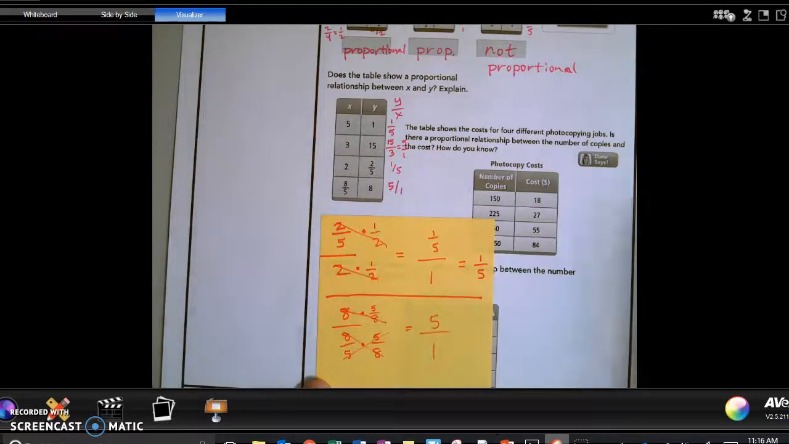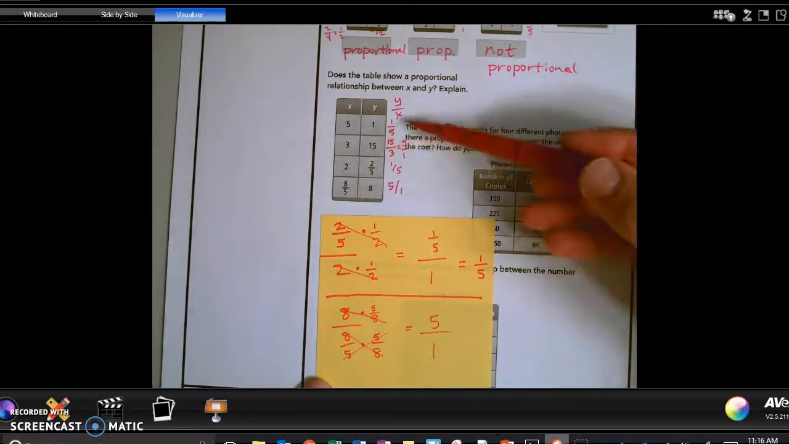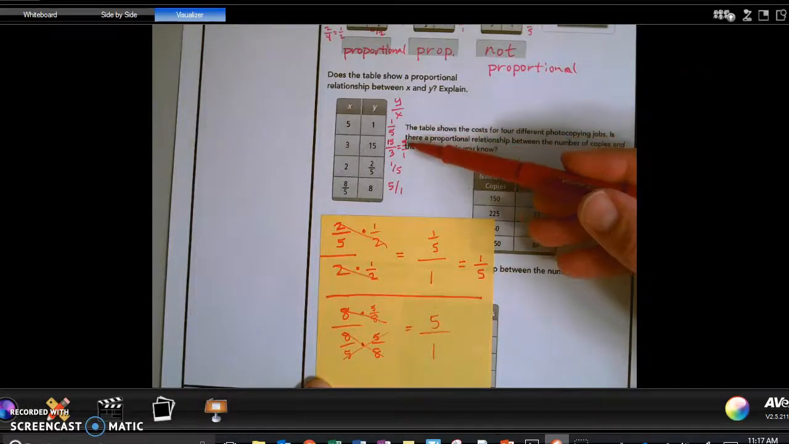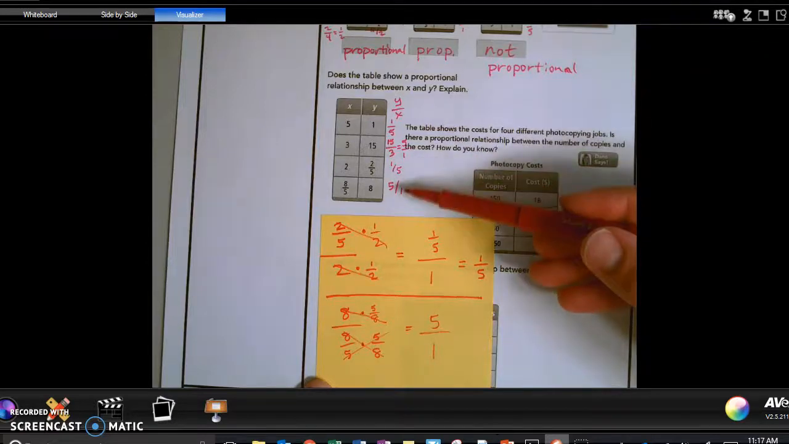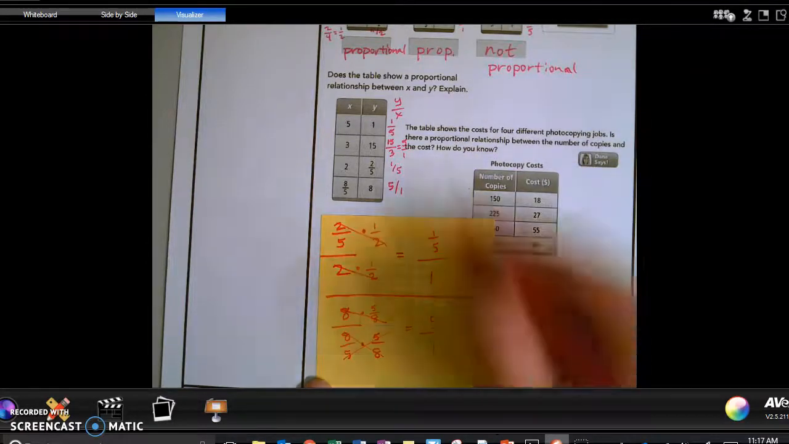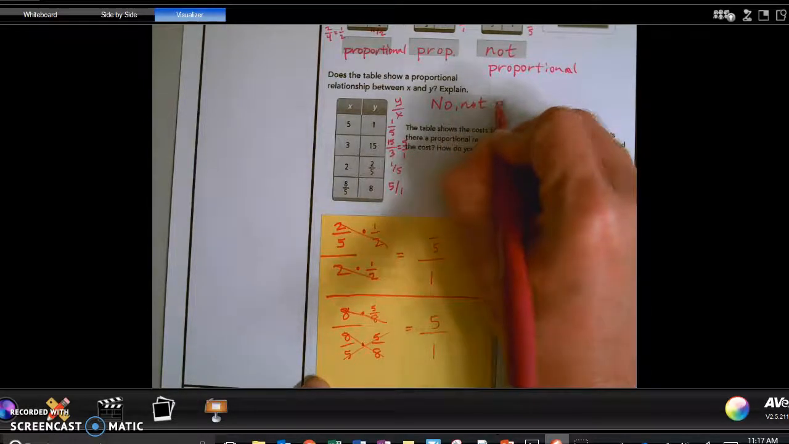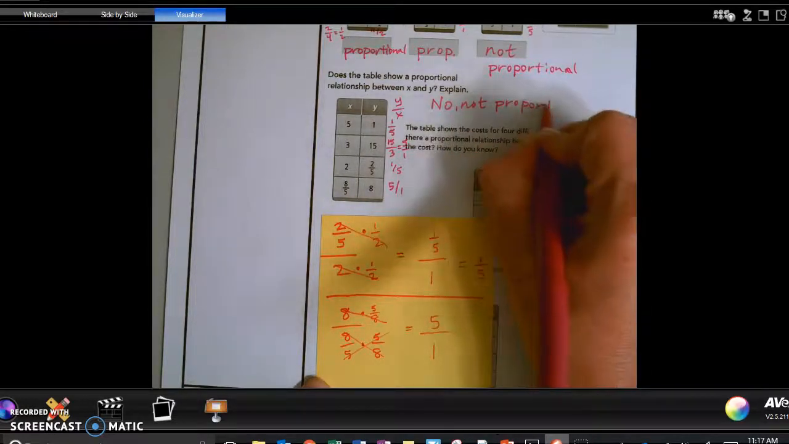So even though I have similar ratios, they're actually reciprocals of each other. And it alternates 1/5, 5 to 1, 1/5, 5 to 1. So this would not be proportional because I don't have a common ratio.